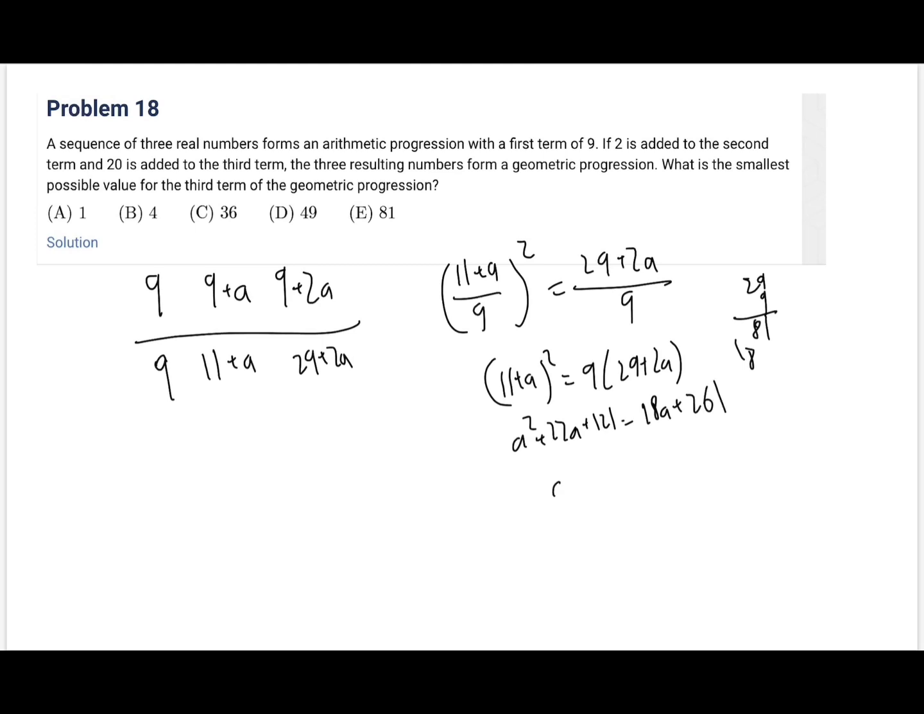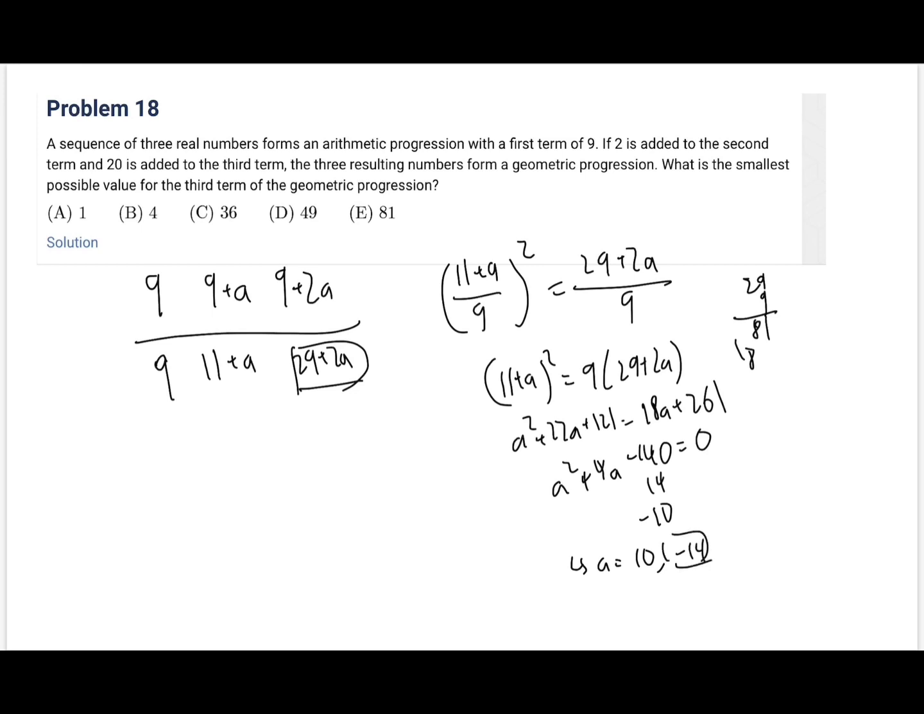And so a squared plus 22a minus 18a, this is 22 minus 18, right? So this is a squared plus 4a minus 140. This equals 0, so let's say that this is 14, this is 10, and so this would have to be minus. So a equals 10, and what is the smallest possible value for the third term of the geometric progression? So the third term is 29 plus 2a. No, actually, a could be plus 10 or minus 14, right?